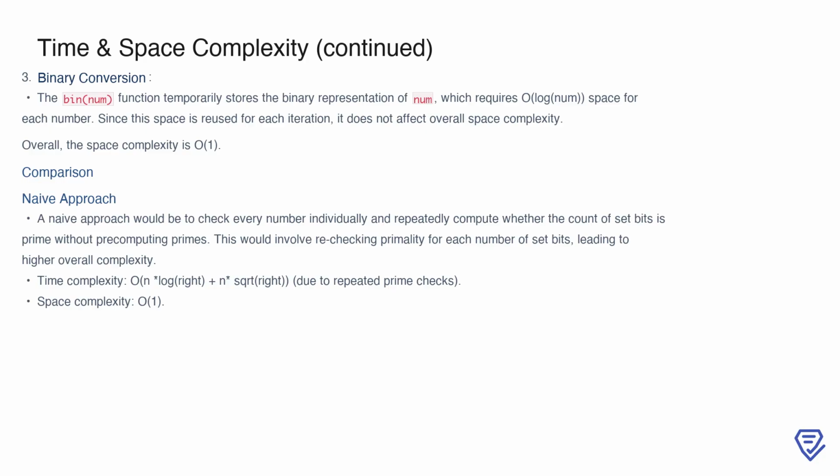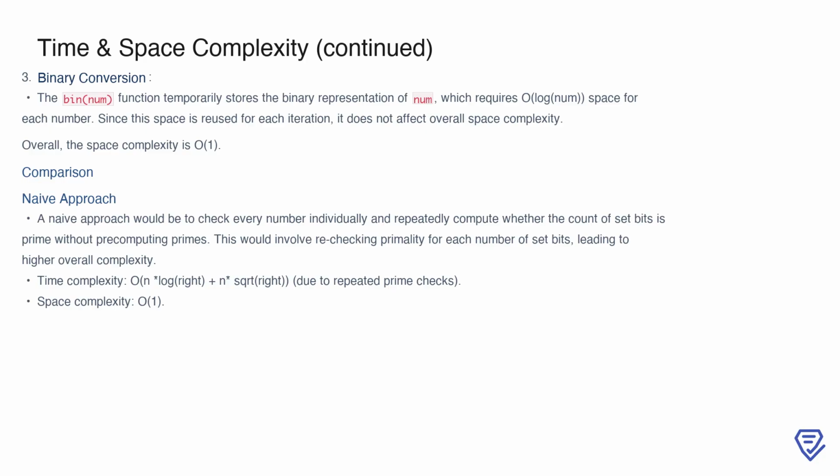The binary conversion of a number using the bin(number) function generates a temporary string representing the binary form of the number. This string requires space proportional to the number of bits in the binary representation, which is O(log number). However, since this space is used and discarded for each number during the iteration, it does not accumulate and only contributes O(log number) per number. Since there are no other space-intensive operations, the overall space complexity of the solution remains O(1).